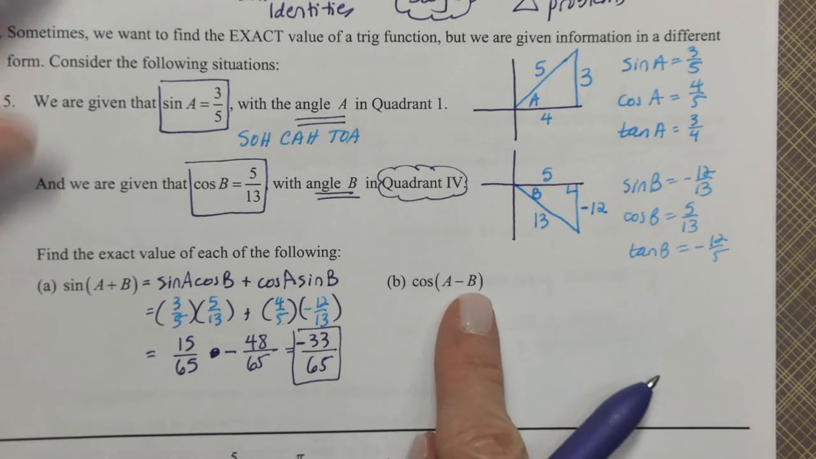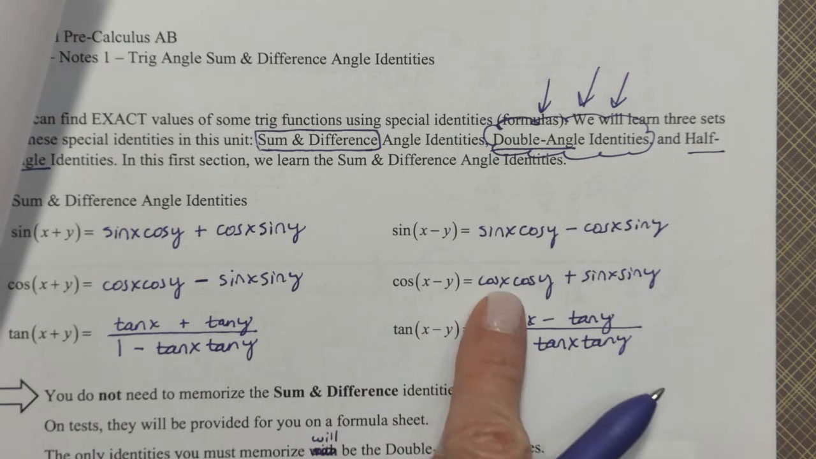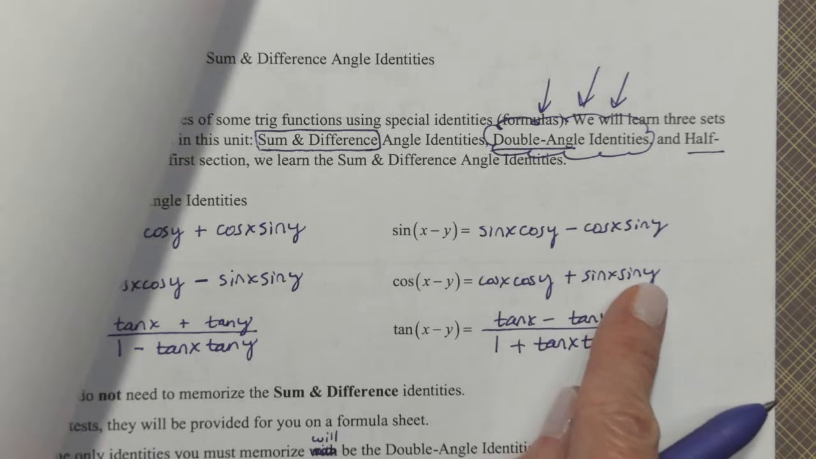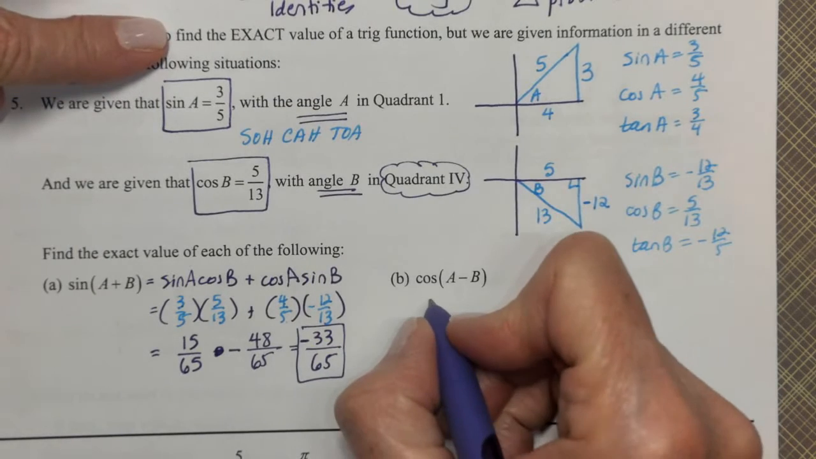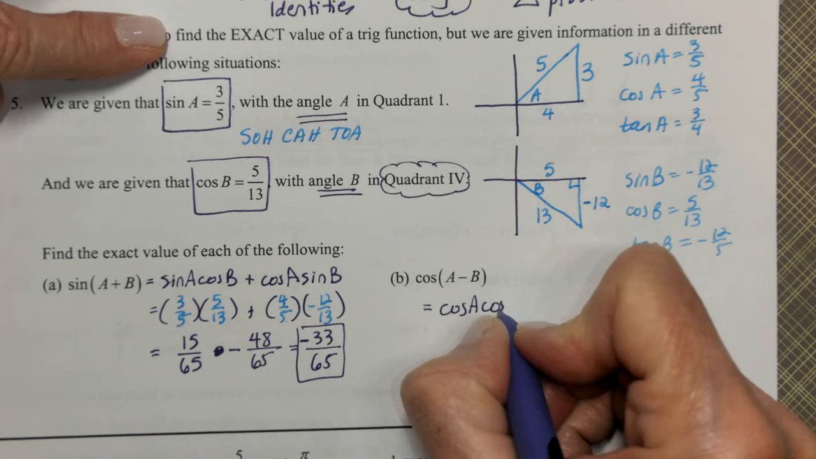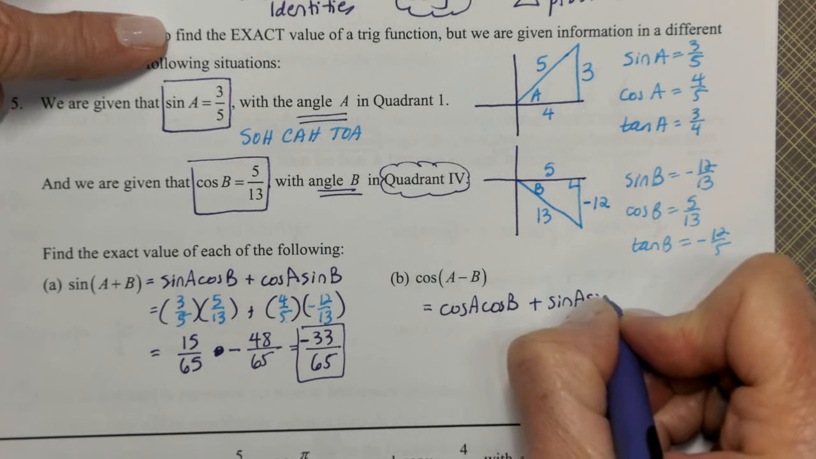Cosine of A minus B. So I'm using the cosine of a difference formula. It's cosine of the first times cosine of the second plus sine of the first, sine of the second. So this is cosine A, cosine B plus sine A, sine B.